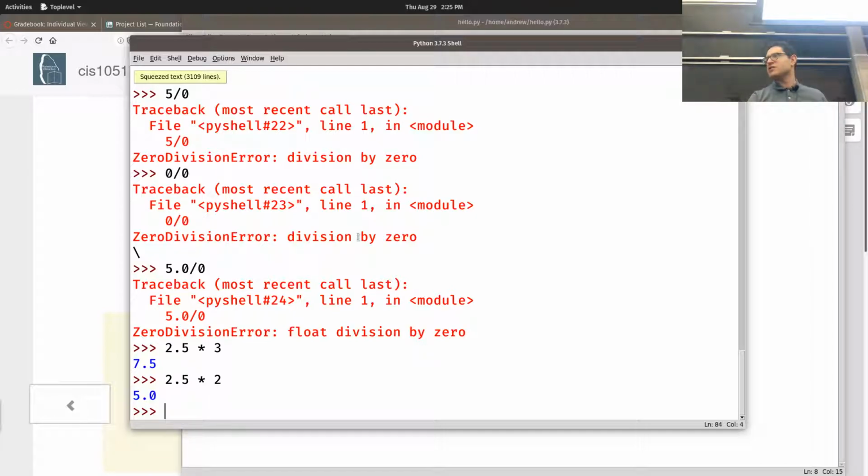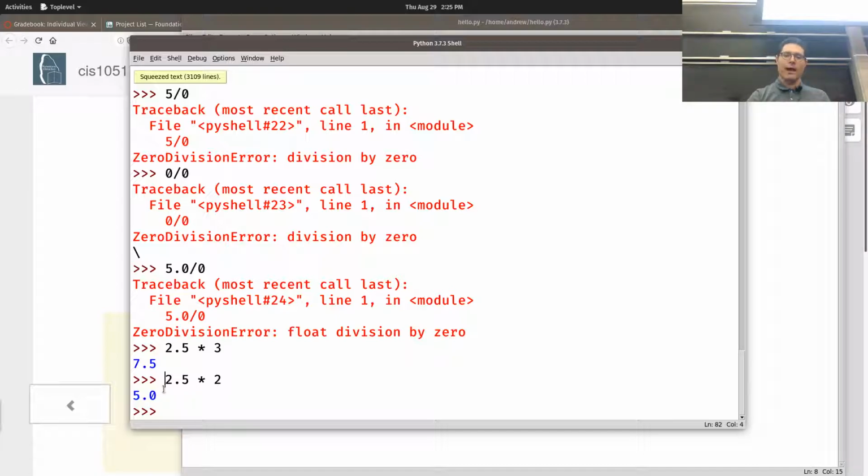So this is an interesting thing to notice. Floating point numbers are basically a completely different class of numbers, right? So they don't necessarily translate back into integers. You never take a floating point number and translate it back into an integer. So 2.5 times 2, that doesn't become 5, that just simply stays 5.0.